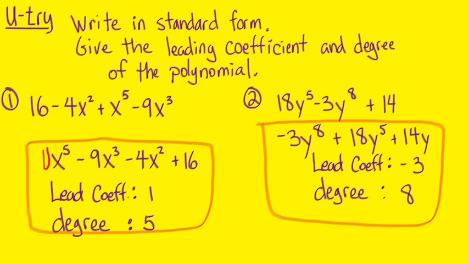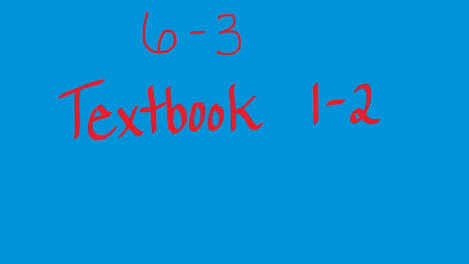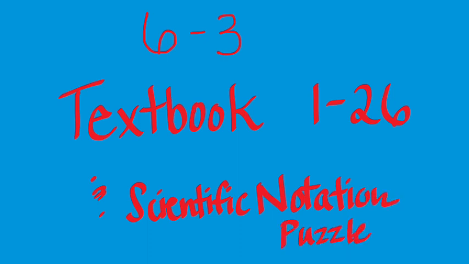All right, for 6-3, you're going to be doing textbook 1 through 26. And you're also going to be doing the scientific notation. If you're doing this at home, scientific notation puzzle is what we did as a warm-up in class. I have one more lesson for you today. We're going to do 6-4, adding polynomials. And honestly, it's just combining like terms. So make sure you watch the second video coming up.